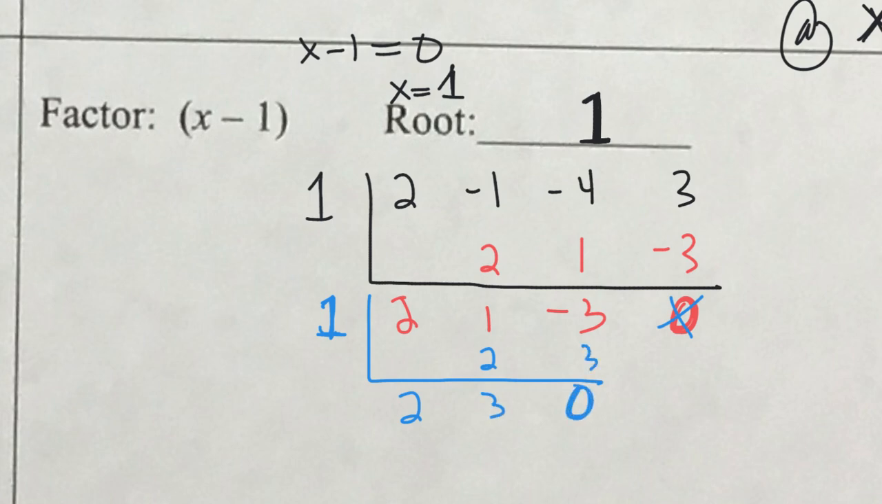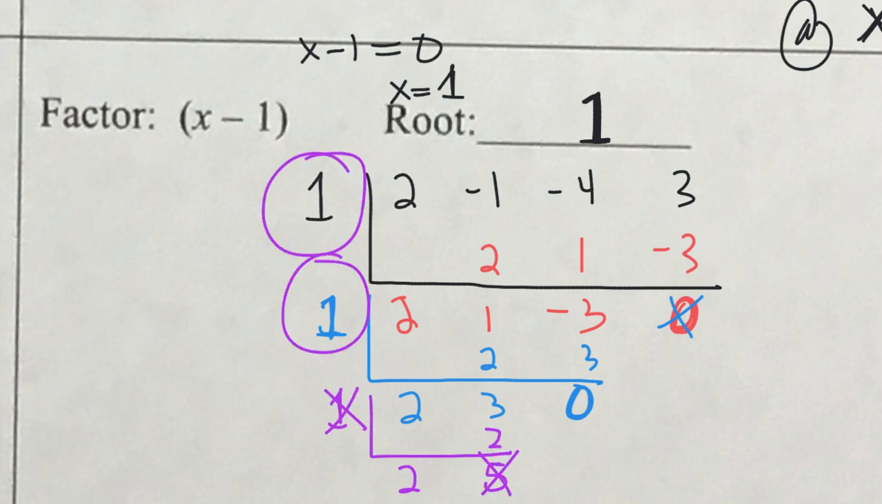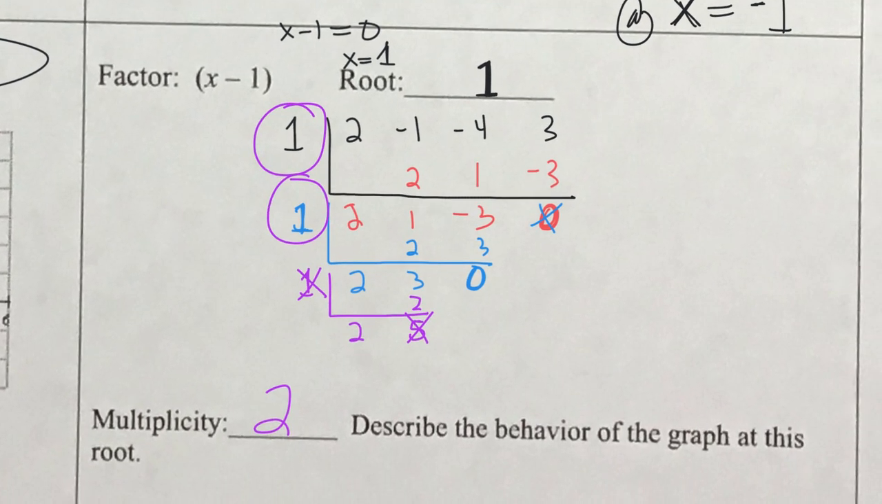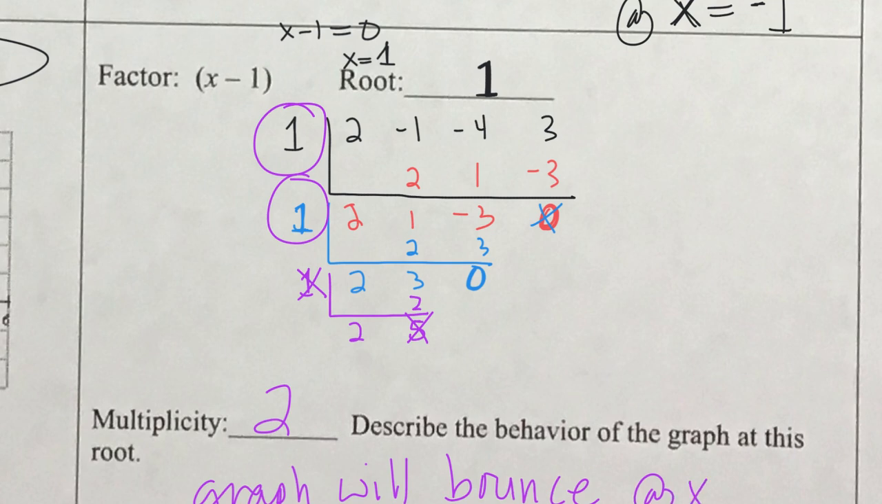And yes, we get a remainder of 0, which means that it is at least a double root. So now let's see if it's a triple root. So we're going to do synthetic division with 1 on these two remaining numbers, right? Just 2 and 3. And notice that we get a 5. So that means that 1 is only a root twice. Okay, so it has a multiplicity of 2. And if it has a multiplicity of 2, then the graph will bounce at x equals 1. Okay, so the vocabulary word for our behavior is bounce.